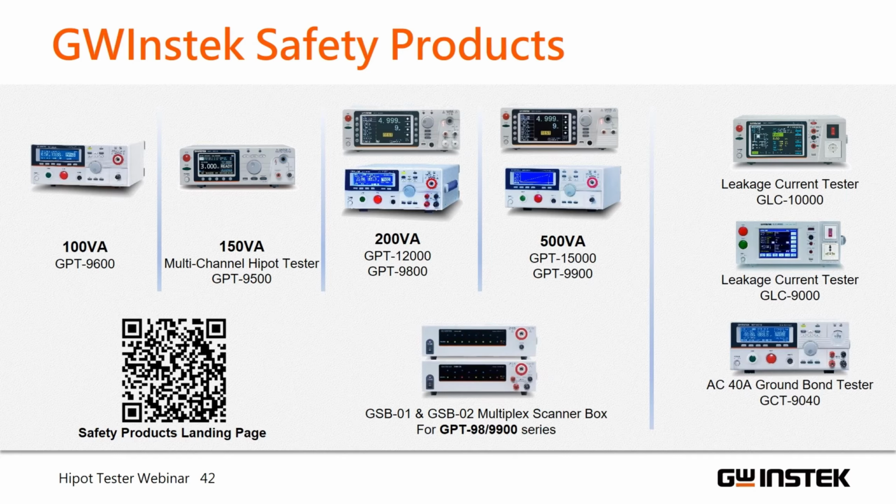The previous GPT 9900 and GPT 9800 series models are also capable of multi-channel scanning by combining the GSB multiplex scanner box. We offer a full range of GPT series Hipot testers with capacities ranging from 100 VA to 500 VA. In addition, we provide GLC 9000 and 10000 leakage current testers to check the DUT's leakage current during operation. Our product line offers a complete range of safety solutions. Please check out the landing page by scanning the QR code for more detail.